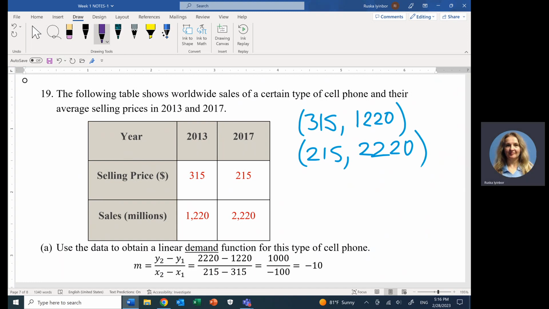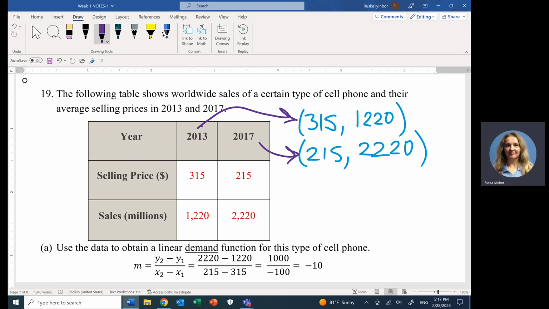These are the points. In 2013, the price is 315 and the sales are 1,220 million cell phones. So this is the first point, and this is the second point. From 2013, you get the first point, and from 2017, you get the second point. So you have 2 points, and you need to find the linear equation, the demand equation.